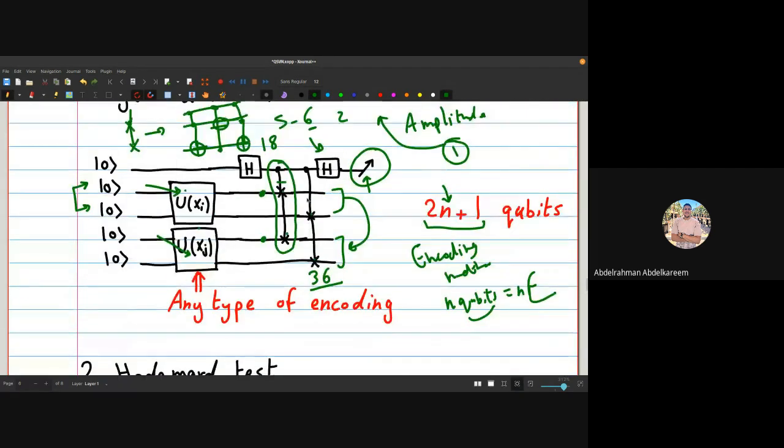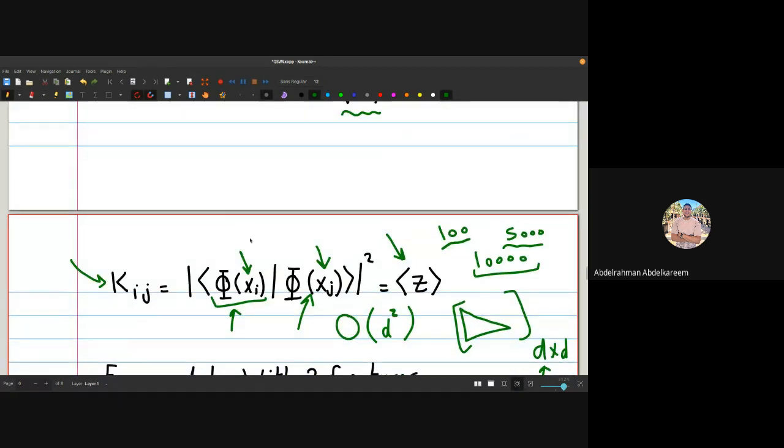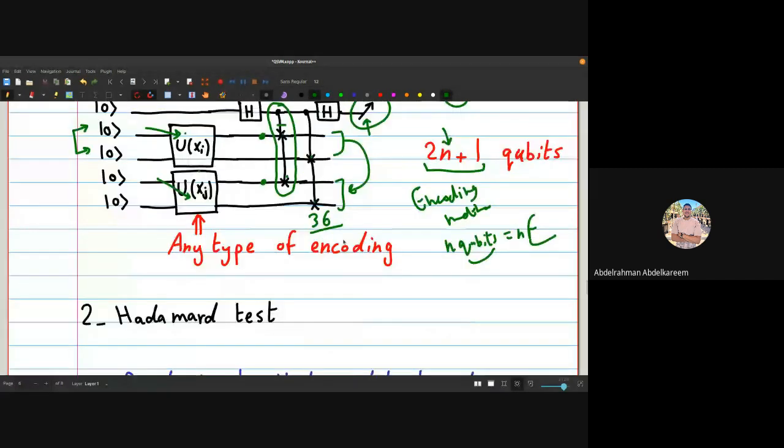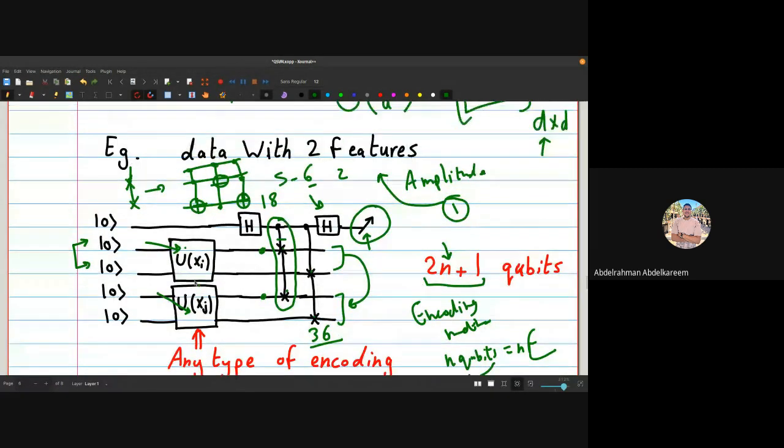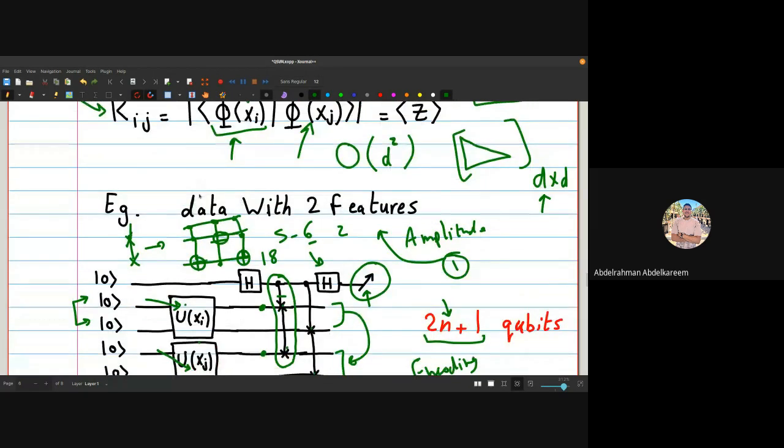Okay. Is this method clear? Do you understand, like 80% of it or 90%? Okay. So this is the first method to calculate the quantum kernel matrix.